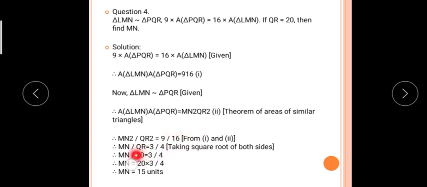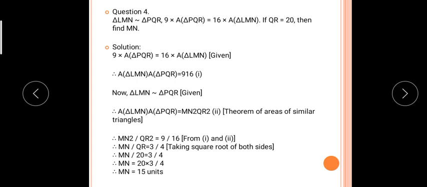Okay, 9 upon 16, and by taking the square root of both sides, the square root of 9 is 3 and the square root of 16 is 4. Therefore MN upon QR, where QR is given as 20, so MN upon 20 is equal to 3 upon 4. So MN is equal to 20, shifting this side by multiplication. 4 1s are 4, 4 5s are 20, 5 3s are 15 units. So MN is equal to 15.